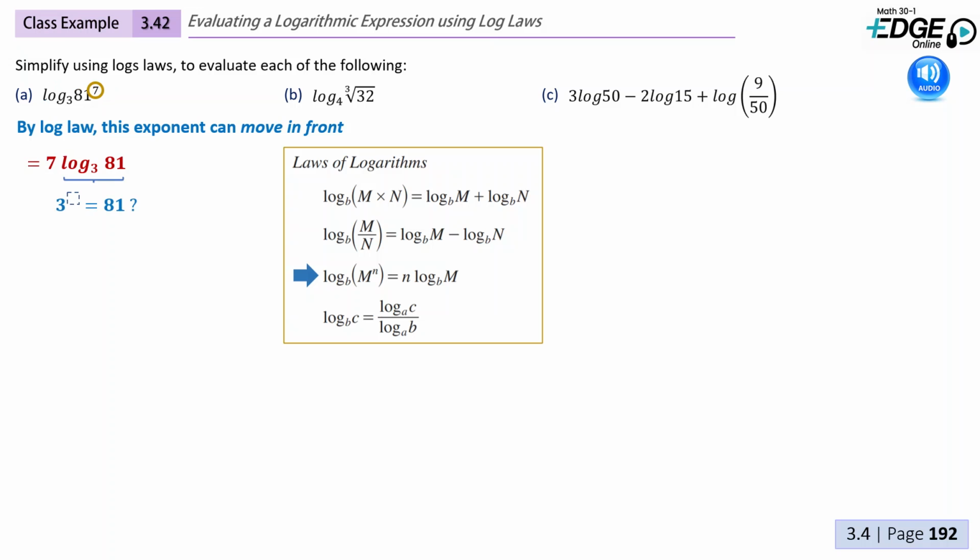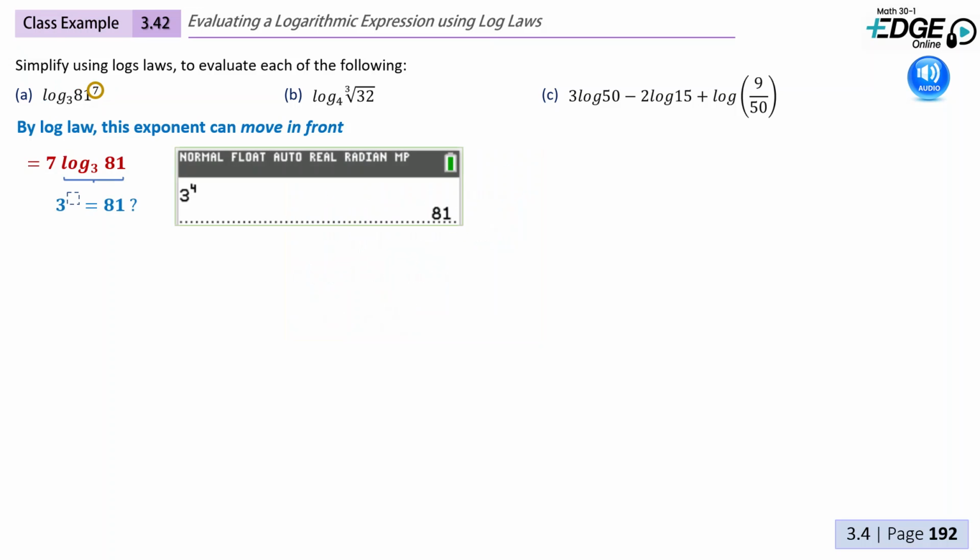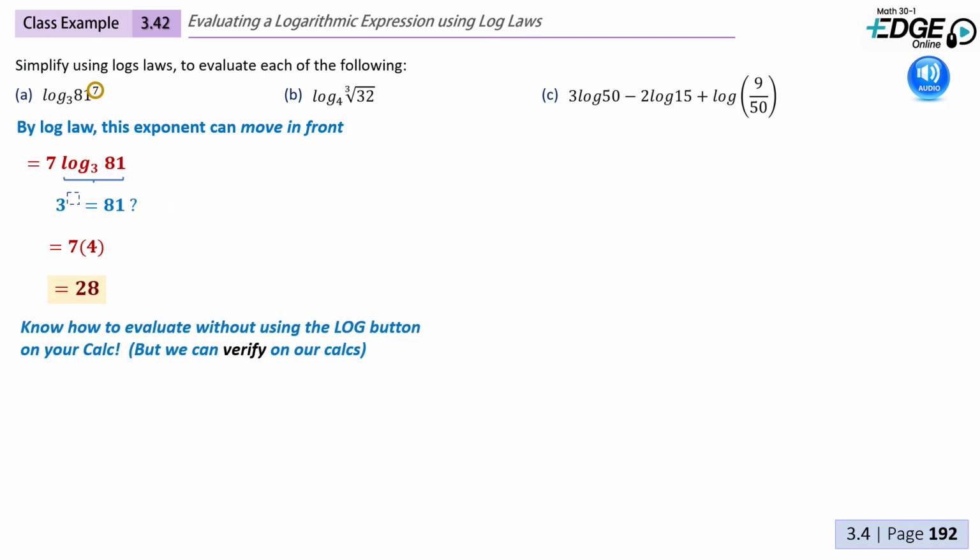So log base 3 of 81. Well, that's really just 3 to the power of what is 81? So 4. So this could become 7 times 4, which is 28. So we should be able to do this without using the log button on your calculator, but it is a good idea to check.